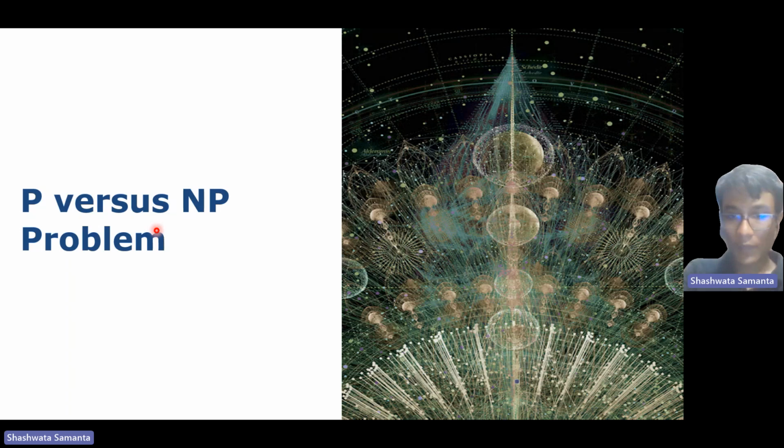The P versus NP problem can be stated as follows. Is every problem for which a solution can be verified efficiently also solvable efficiently? In other words, does P, the class of problems solvable in polynomial time, equal NP, the class of problems for which a solution can be verified in polynomial time?